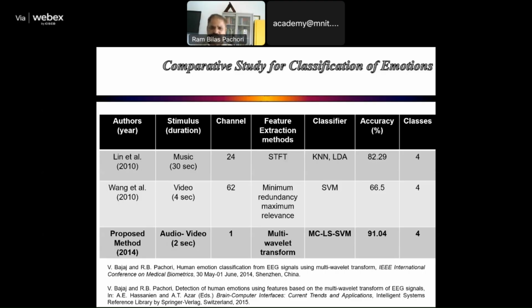Another study in 2010 used video of 4 seconds, 62 channels, minimum redundancy maximum relevance, and support vector machine. They got 66.5% classification accuracy with the 4 classes. In the proposed method, we use audio-video of 2 seconds with one channel, multi-wavelet transform, and multi-class support vector machine classifier, and get 91.04% classification accuracy with the 4 classes.